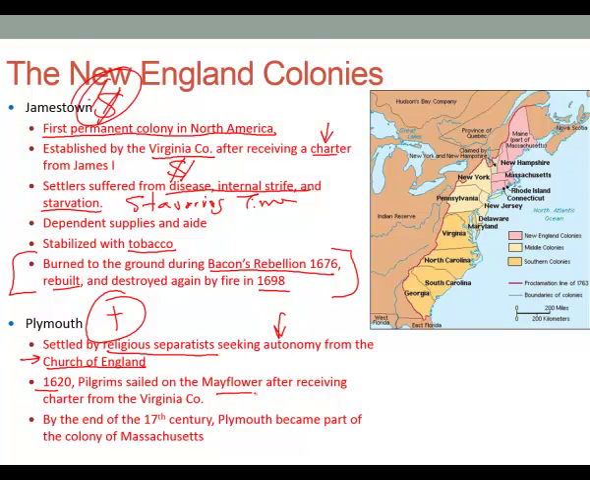1620, Pilgrims sailed on the Mayflower after receiving a charter. We've reviewed this from the Virginia Company. Now, we've already established that Plymouth's major focus is religion. But again, here comes the Virginia Company, so they're looking to turn a profit. I would include a dollar sign next to Plymouth as well. That's not the main reason, but the charter is coming from an economic group. It's coming from that Shark Tank theory: we want to turn a profit on this. Here are some resources. Let's roll. By the end of the 17th century, it became part of the colony of Massachusetts.